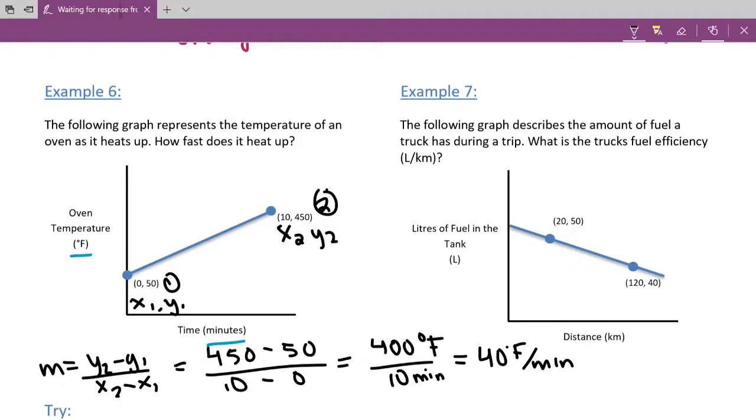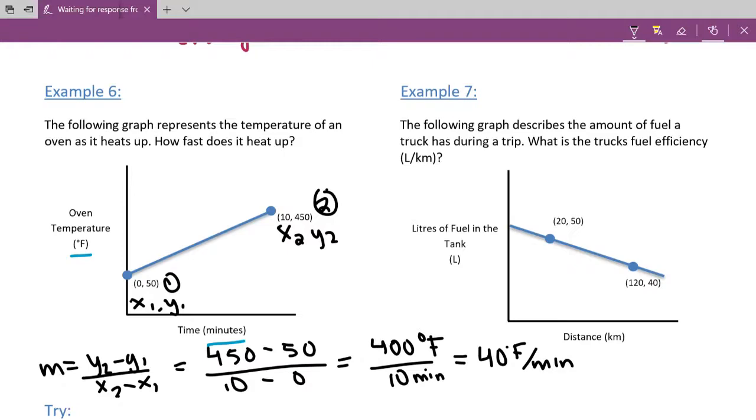And we see that's an increase. It's a constant. We see that straight line. So we can say that it's a constant rate of 40 degrees Fahrenheit per minute. It didn't heat up 30 degrees in the first minute and then 70 in the second minute and then 45 in the third minute. It's a constant straight line.